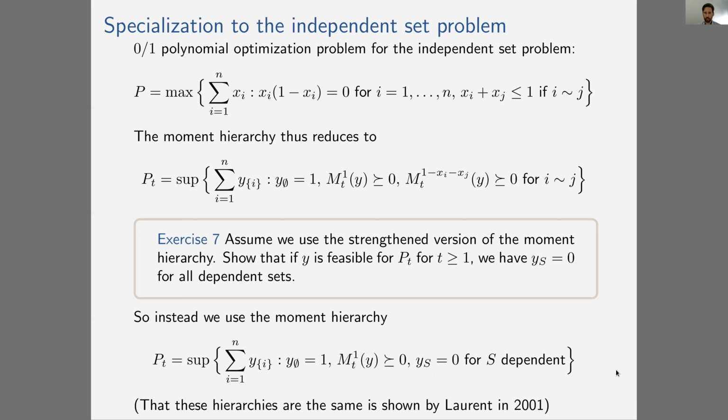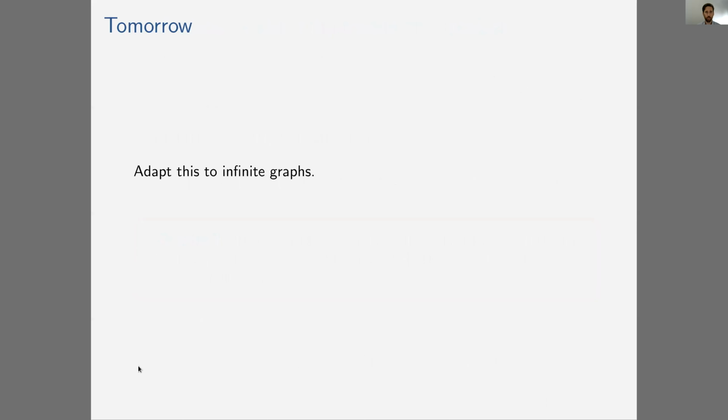Of course, the catch is that tomorrow we are actually going to see how to do that by going from finite graphs to infinite graphs. The good thing is that for t equal to 1 you get this Delsarte bound, but you can start thinking about what happens if t is bigger, and whether we can get better bounds that way. So tomorrow we adapt this to infinite graphs, and then p of 1 for the independent set problem is almost the Delsarte bound. We will also see that. So thank you for your attention.